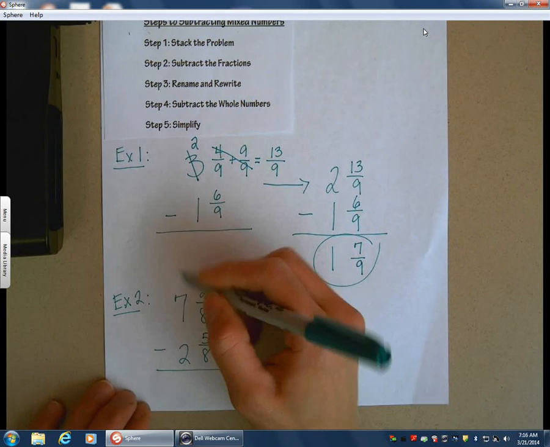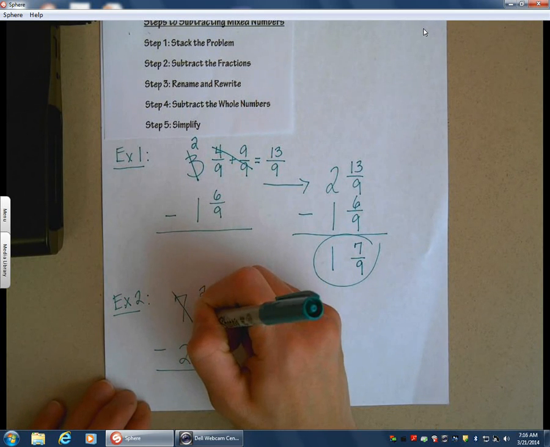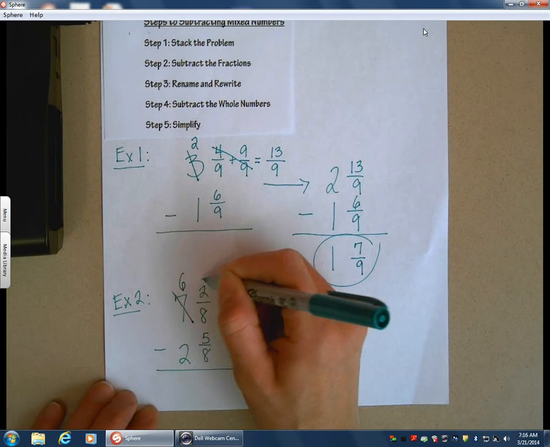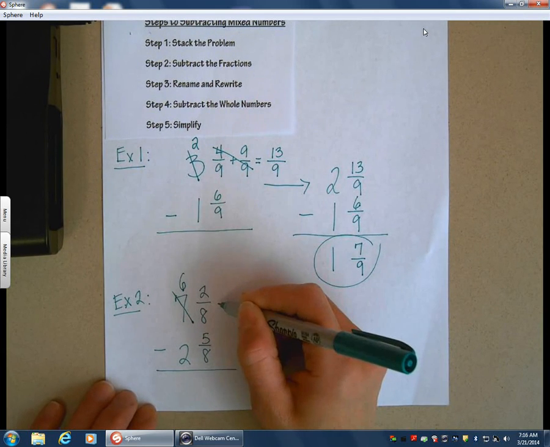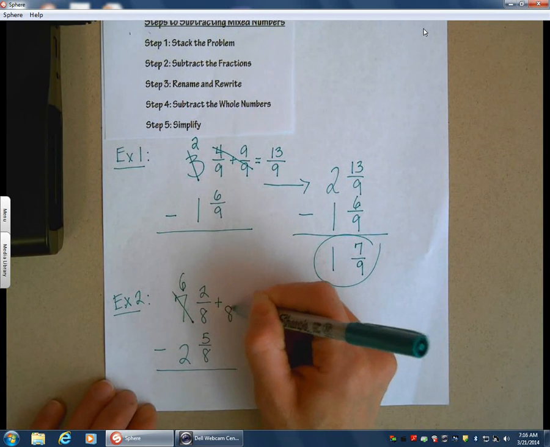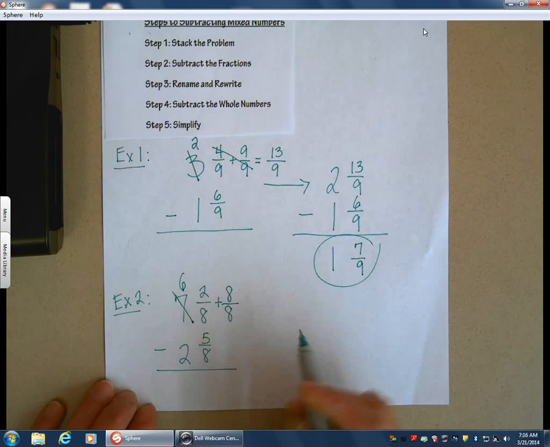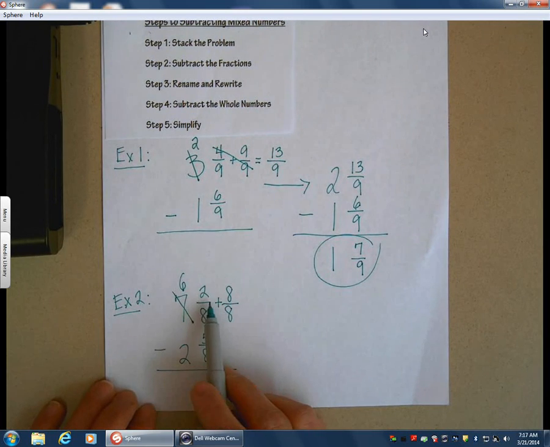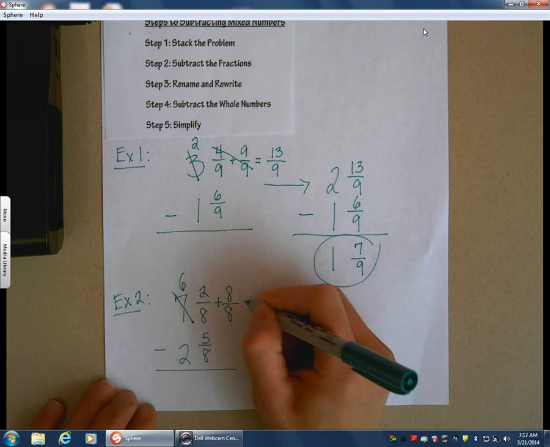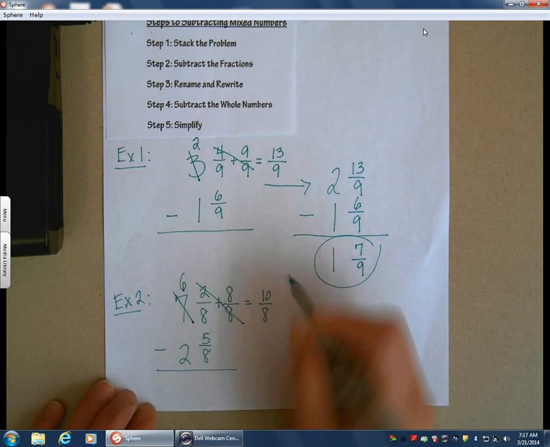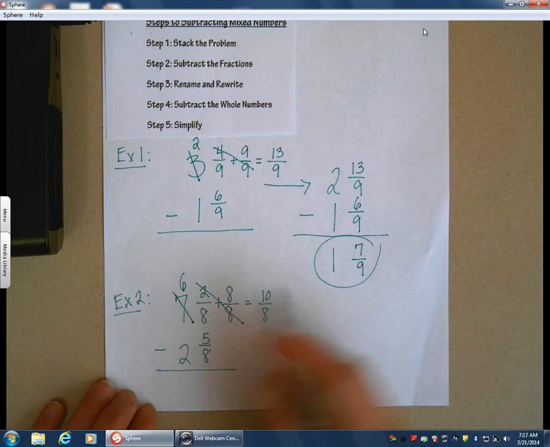I need to take one whole from my whole number here. So my 7 will become a 6. I'm borrowing a whole, but I'm dealing with fractions, so I have to keep it as fractions. I need more eighths, so eighths as a whole would be 8/8. Now I can add these two together. I have 2/8 plus 8/8 equals 10/8. So my fraction is not this anymore. It's 6 10/8. So let's rewrite this.